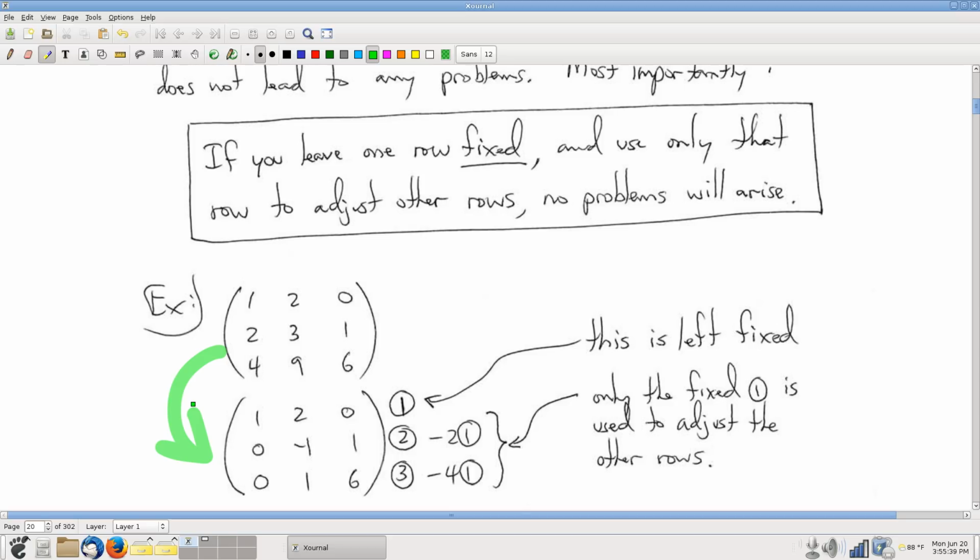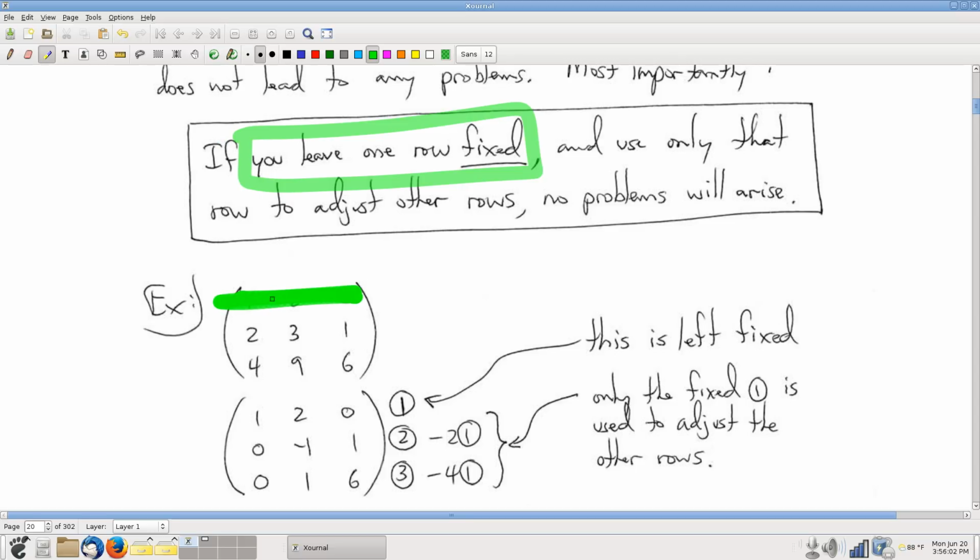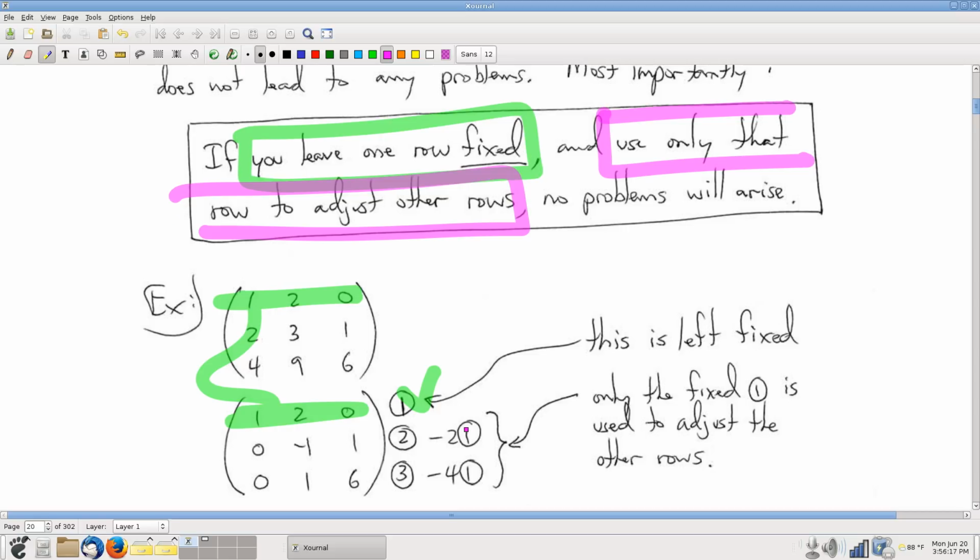So, for example, let's look at this step here. Now, this is not a row operation, right? That is not a row operation. That, at a glance, would appear to be a combination of two row operations. But is it? Well, first of all, let's see how this is consistent with our rule. Leave one row fixed. Notice that row 1 didn't change. All right, next. Use only that row to adjust other rows. So specifically, you'll notice that I've used only row 1 to adjust rows 2 and 3. Okay. Then no problem.